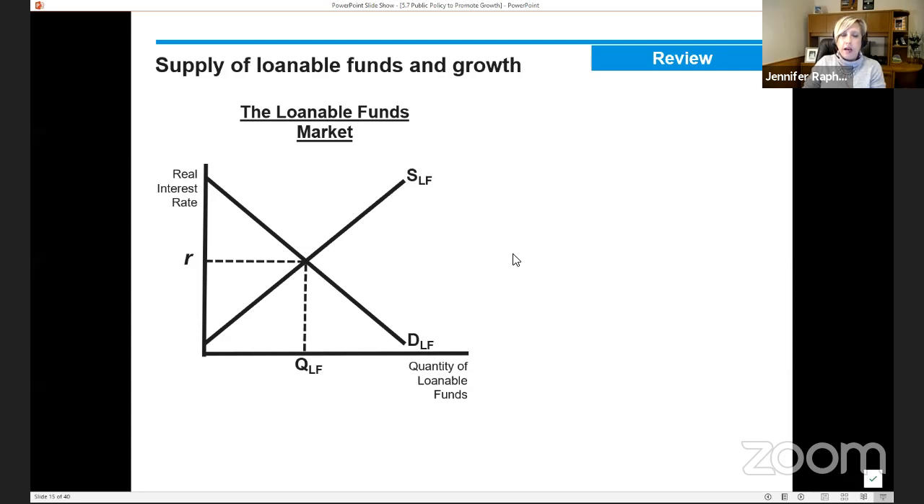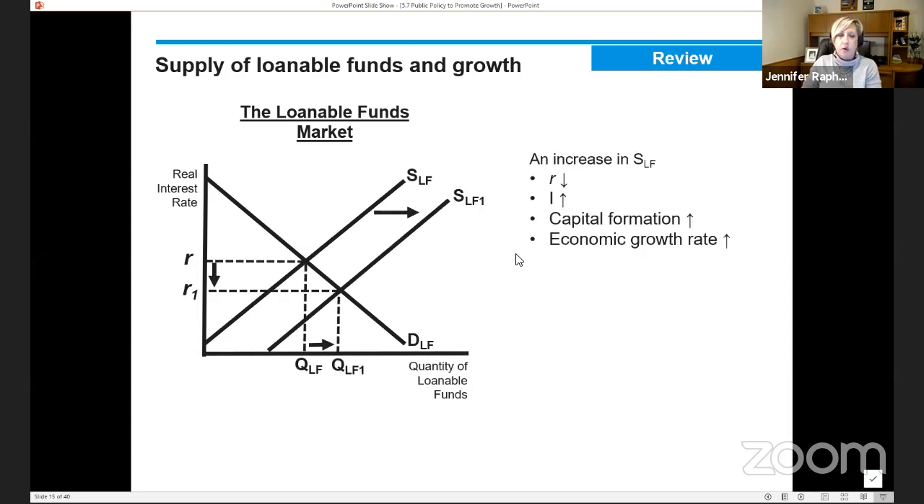Don't forget, however, that an increase in the supply of loanable funds is going to drive down interest rates. And this is probably important to remember because some of the policies we're going to look at are designed to increase the supply of loanable funds. So if we have a public policy that increases the supply of loanable funds, that'll drive down real interest rates, which will lead to increased capital formation, which will increase the economic growth rate.